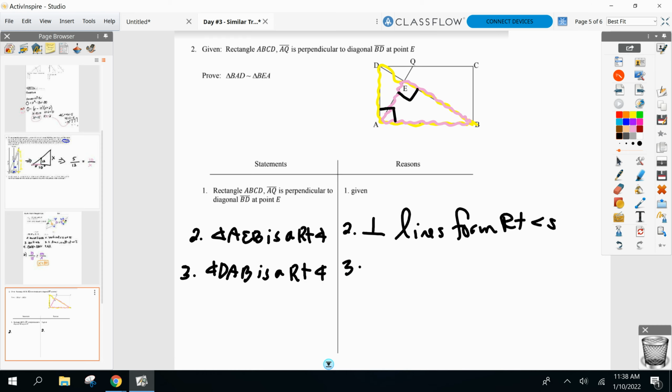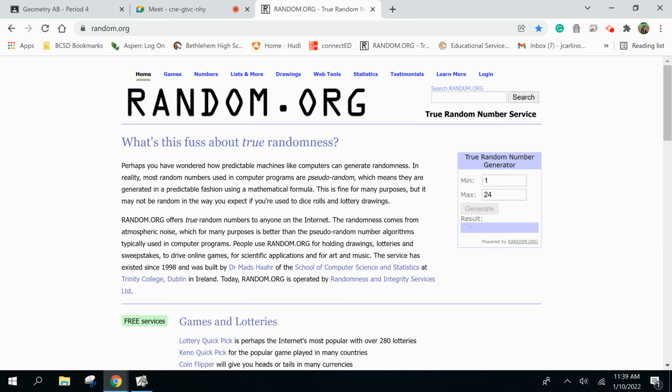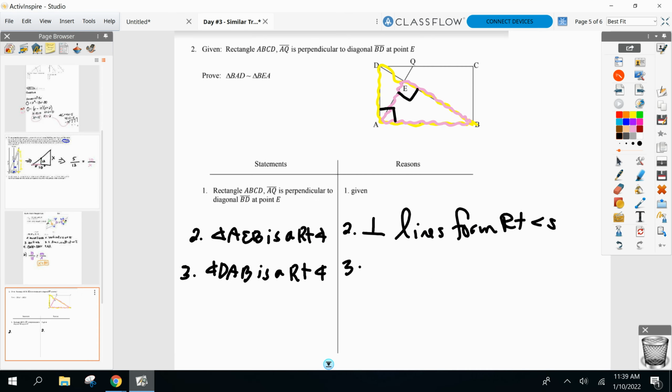DAB is a totally different reason. How did I know DAB? How did I know that angle specifically was going to be a right angle? Reread your givens. What do I know about my figure? There you go. Rectangle implies all right angles. That's how I knew each of them were going to be a right angle.